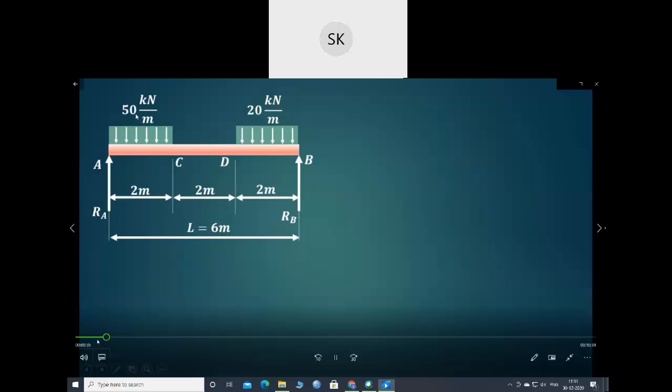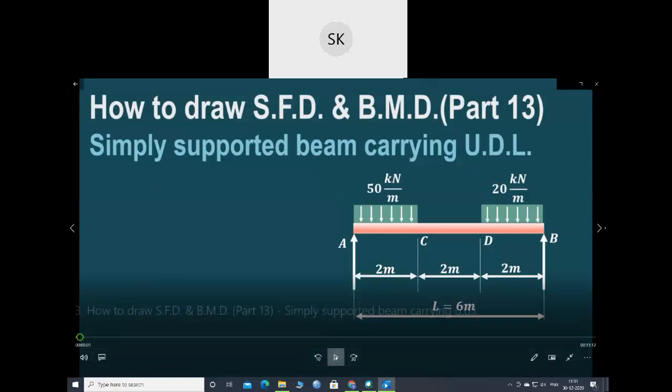So in the last class we discussed about simply supported beam with point load and UDL also. So this is also a simply supported beam, but with two different UDL. One is 50 kilonewton, another is 20 kilonewton at different positions. From A to C, UDL is given as 50 kilonewton per meter. From D to B, 20 kilonewton per meter is given. Same simply supported beam with UDL at different positions. So we'll see this type of problem today.